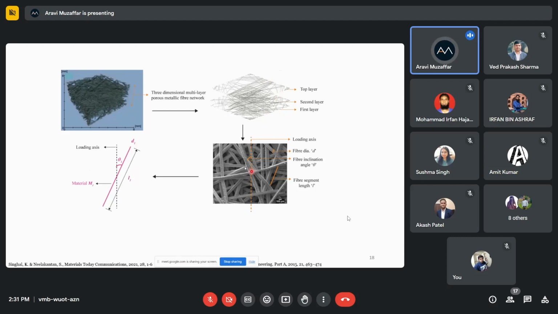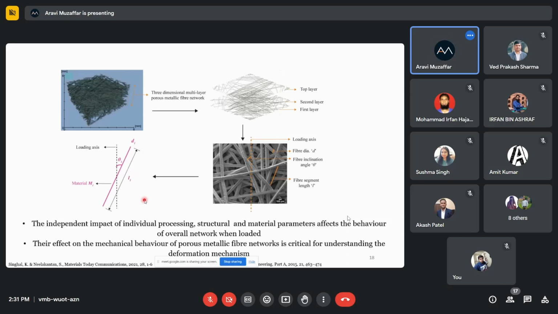If we take one layer, and we consider this to be the loading axis, we are already familiar with the structural parameters that determine the properties. For example, the fiber diameter, the fiber inclination angle, and the segment length, that is the length between two bonds. And then we are actually tracing it down so that we can find out what is the single structural parameter that affects all these properties. One of the most important structural parameters that we have found to affect the property is the fiber inclination angle. So what is the inclination angle of the fiber with respect to the loading axis is what we are going to study, and we are going to see how it affects the overall properties of the material.